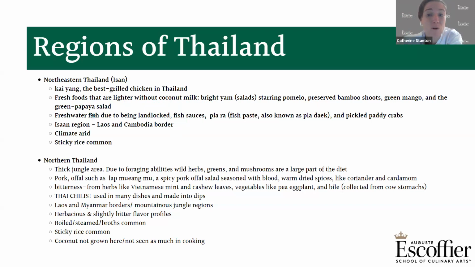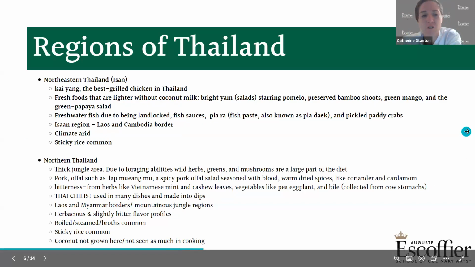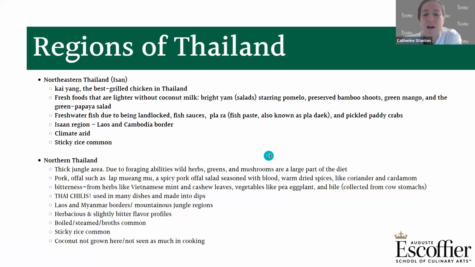And you also see a lot more sticky rice as opposed to jasmine rice, right? So sticky rice is going to have a different texture and cook differently as well. Now, when we get into northern Thailand, this is where that khao soy that I mentioned came from. It is thick and dense jungle area. You might see a lot of fermented bamboo shoots in here as well. Lots of foraging because of the lush, thick, dense jungle.